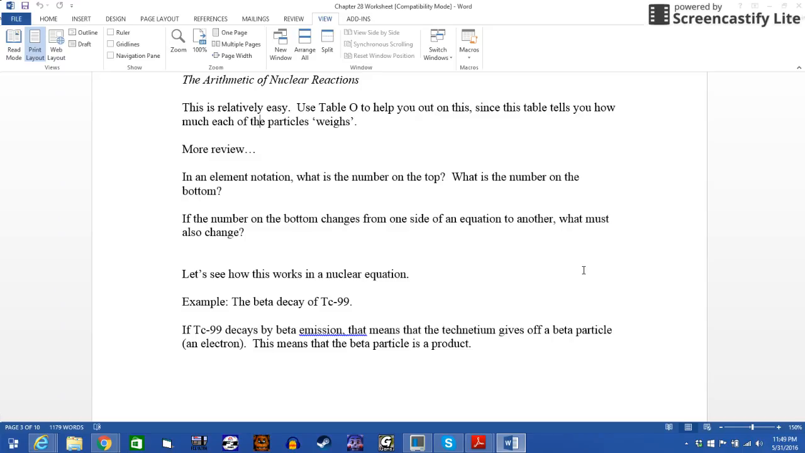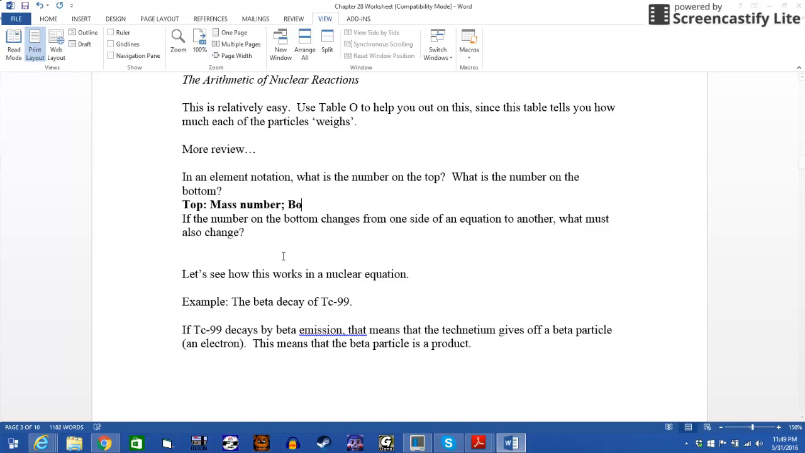A little review. In element notation, what's the number on the top? That would be the mass number. Mass number goes on the top, and the number on the bottom is the atomic number or the nuclear charge. So if the number on the bottom changes, the atomic number changes. And so if the atomic number changes, the element has to change also. So let's write some of this in so that you have it properly here. Put it in bold on the top, the mass number. That's protons plus neutrons. A little review there.